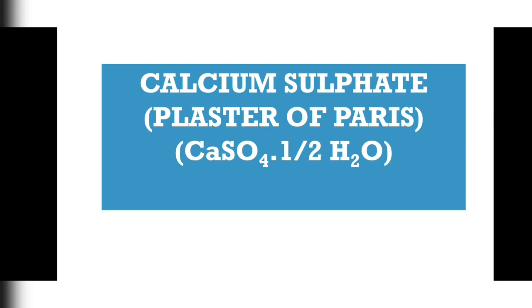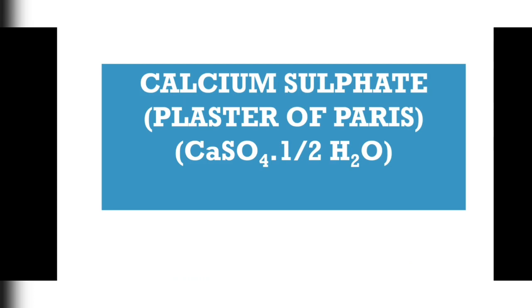Now the next compound is calcium sulfate, which is also called plaster of Paris. I know that you would have heard that name before, isn't it? Its formula is CaSO4 half H2O. That is plaster of Paris, calcium sulfate. It is a hemihydrate of calcium sulfate.